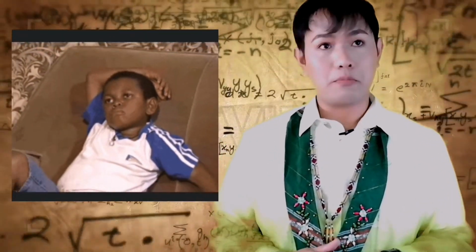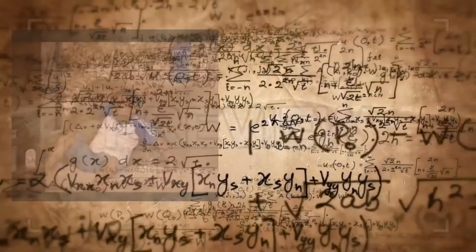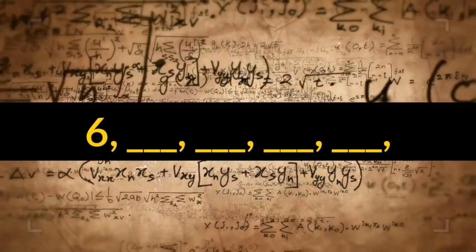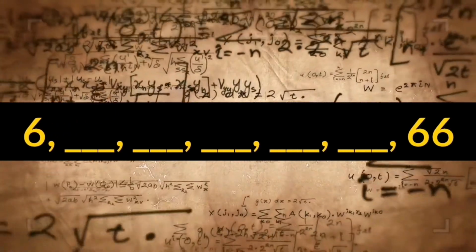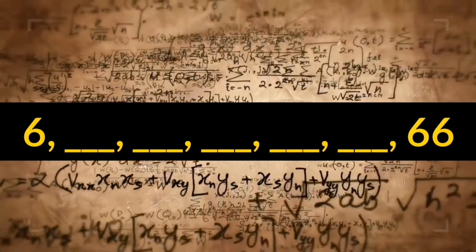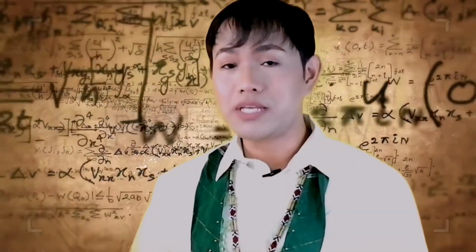So, can you guess what is between these numbers to make the sequence an arithmetic sequence? 6, blank, blank, blank, blank, and blank, 66. You got all of those, students?